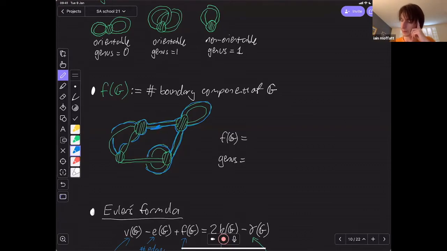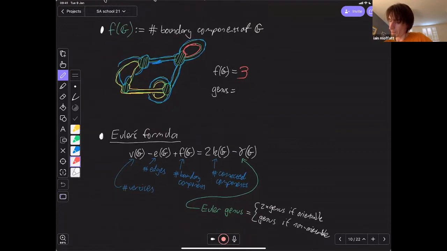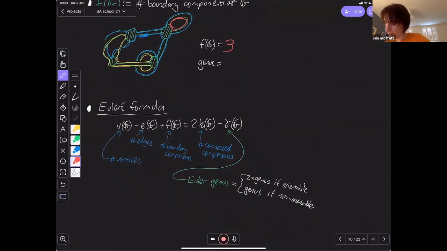So this blue thing is going to be one boundary component, but there's another. So let's take this yellow pencil, and if I start to walk around, I would get a second boundary component there, and for my third one, I can see I can go here. So in this example, this has 3 boundary components, and Euler's formula allows me to calculate the genus.